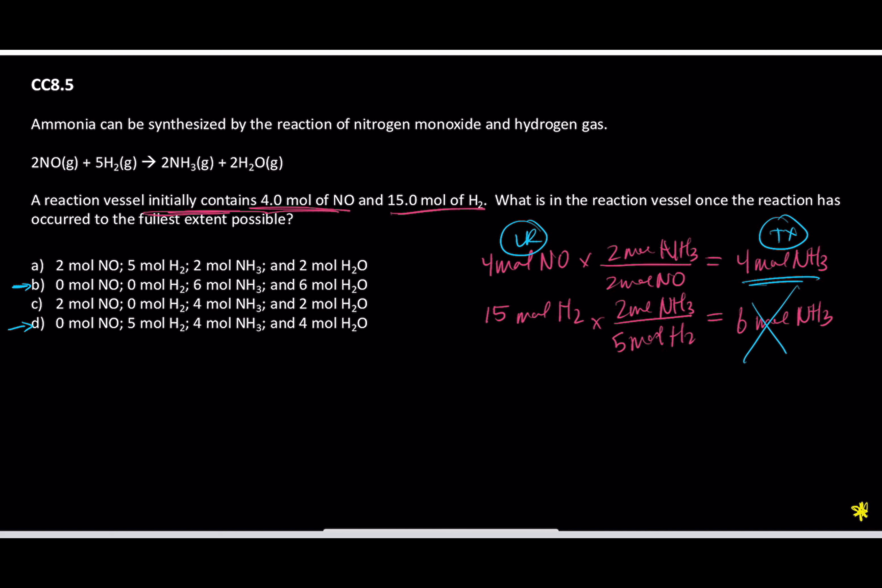Now, if we continue reading, B says there will also be 0 H2. Is that how this problem looks? No. There will clearly be excess H2 left, because they're not stoichiometrically equivalent, which means that this one cannot be correct. If we continue onward, it says 4 moles of NH3. That's right, which means that this must be it. And that's it. That's that problem.